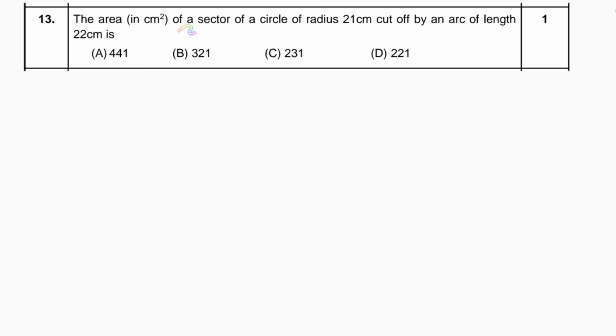The area in centimeter square of a sector of a circle of radius 21 cut off by an arc of length 22 centimeters. So suppose you take a circle, I need to find the area of the sector. The length of the arc is given, the radius is 21, the length is 22. So here area equals LR by 2. This is the relationship between the area of a sector and the length of an arc.